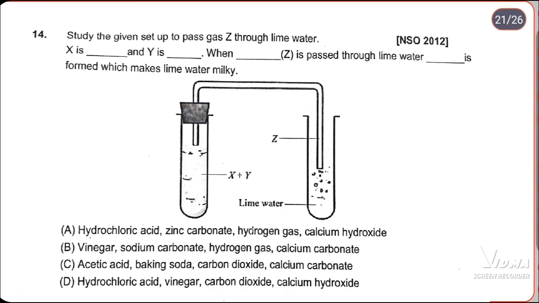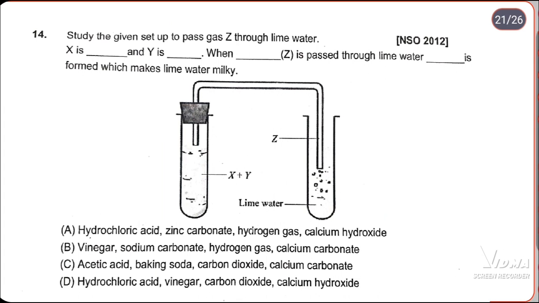Next, study the given setup to pass gas Z through lime water. X is dash and Y is dash. When Z is passed through lime water, dash is formed which makes lime water milky.